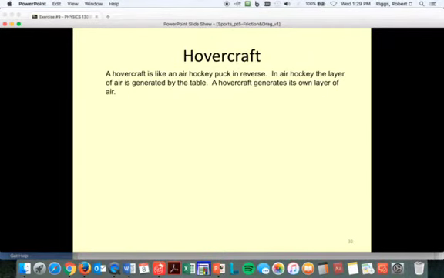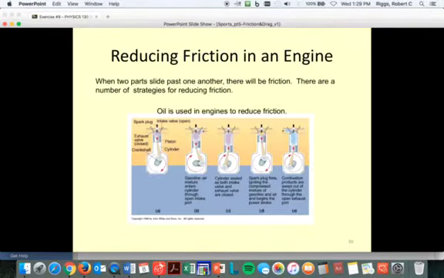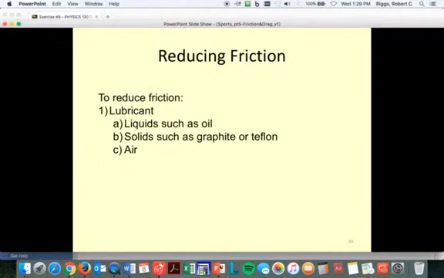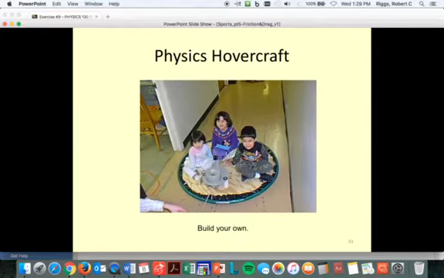But anyway, hovercraft. You blow air underneath. You get air underneath that reduces friction. Play air hockey. Those are all kinds of cool things for reducing friction. Now, but sometimes you want to increase friction. And we've got this little hovercraft in our physics lab.